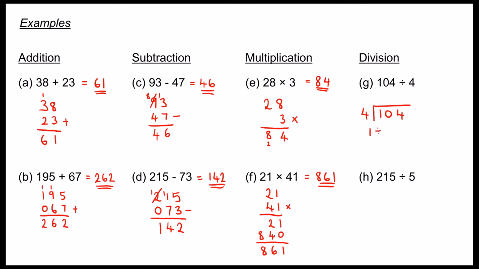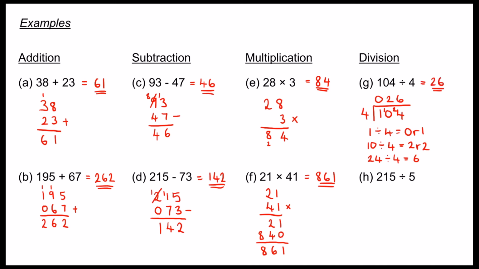Now, every number on this inside part of my bus stop needs to be divided by 4. So I start off with 1 divided by 4, which gives me 0 remainder 1. So on the top I put 0, and I carry the remainder onto the next number along. So now I have 10 divided by 4. 10 divided by 4 is 2 remainder 2. So again, I put 2 on the top and carry the remainder of 2 on, which means my last number is now 24. If I do 24 divided by 4, I get 6. And therefore my final answer, you can see at the top here, is 26.